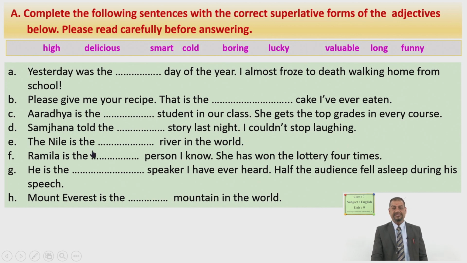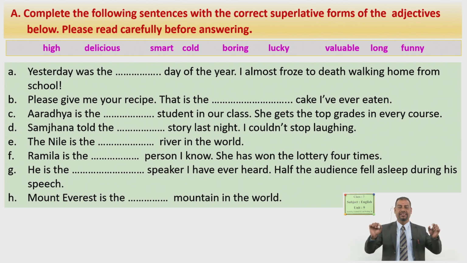E, the Nile is the ... river in the world. F, Ramila is the ... person I know. She has won the lottery 4 times. G, he is the ... speaker I have ever heard. Half of the audience fell asleep during his speech. H, Mount Everest is the ... mountain in the world. Now first you have to choose the correct adjective and you have to change it into its superlative form in the blanks. Dear students, do it now. Are you doing? Good job.